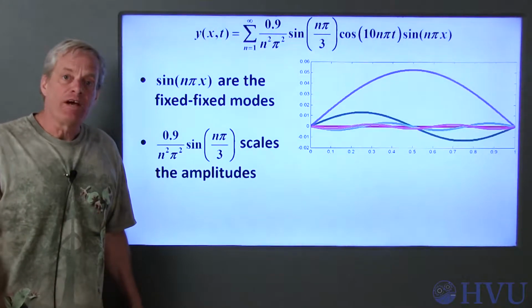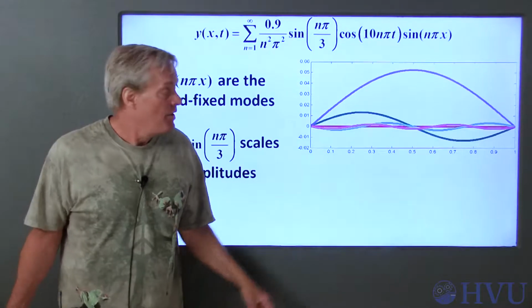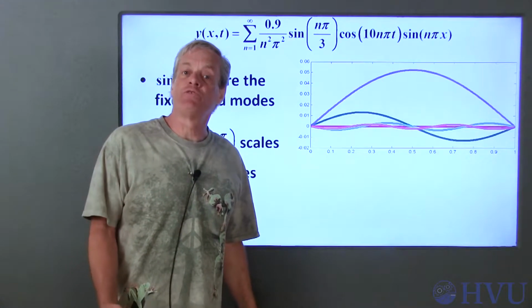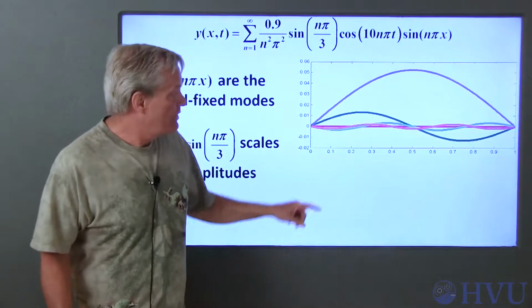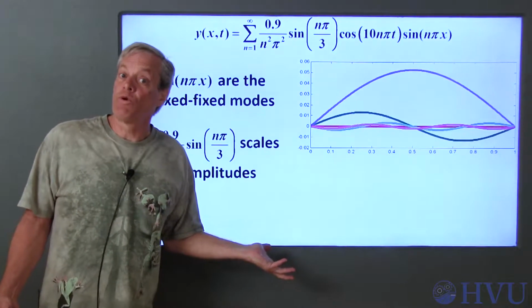The first 5 contributions in this summation are shown here for time t equals 0. The blue line is for n equals 1. It has the same shape as the first mode of the string. The green line is the second mode, the red is the third, purple is the fourth, and so on.